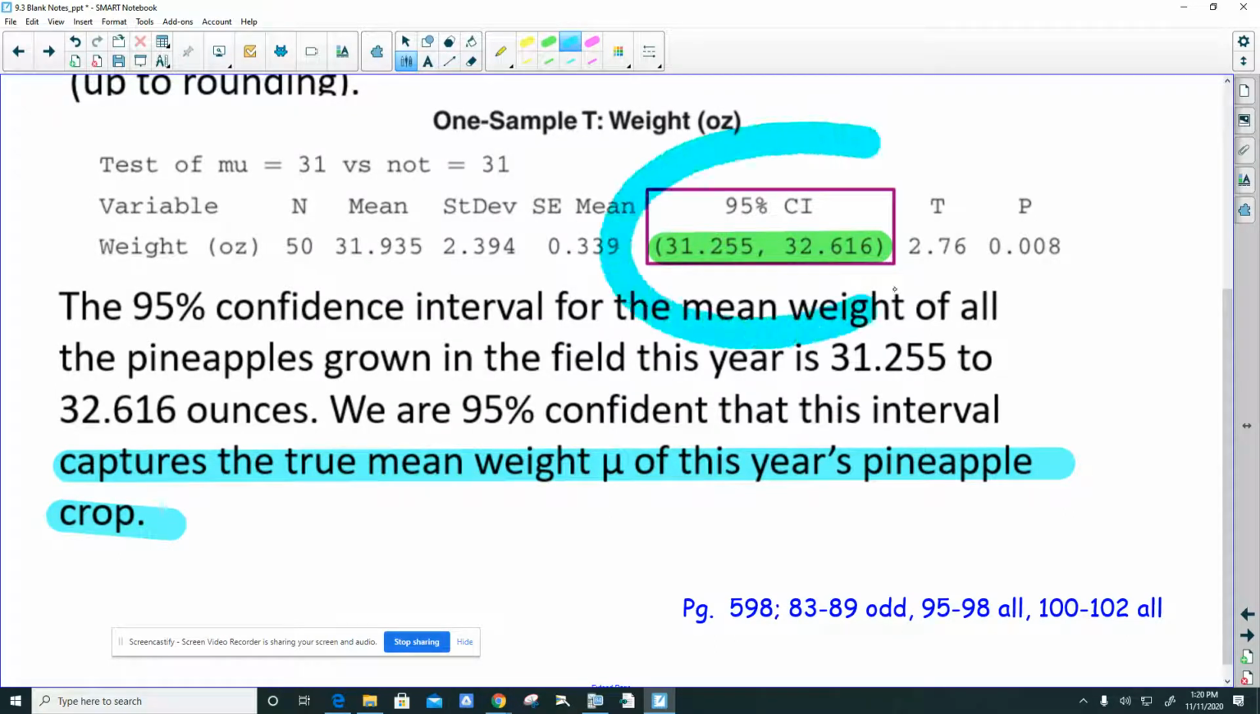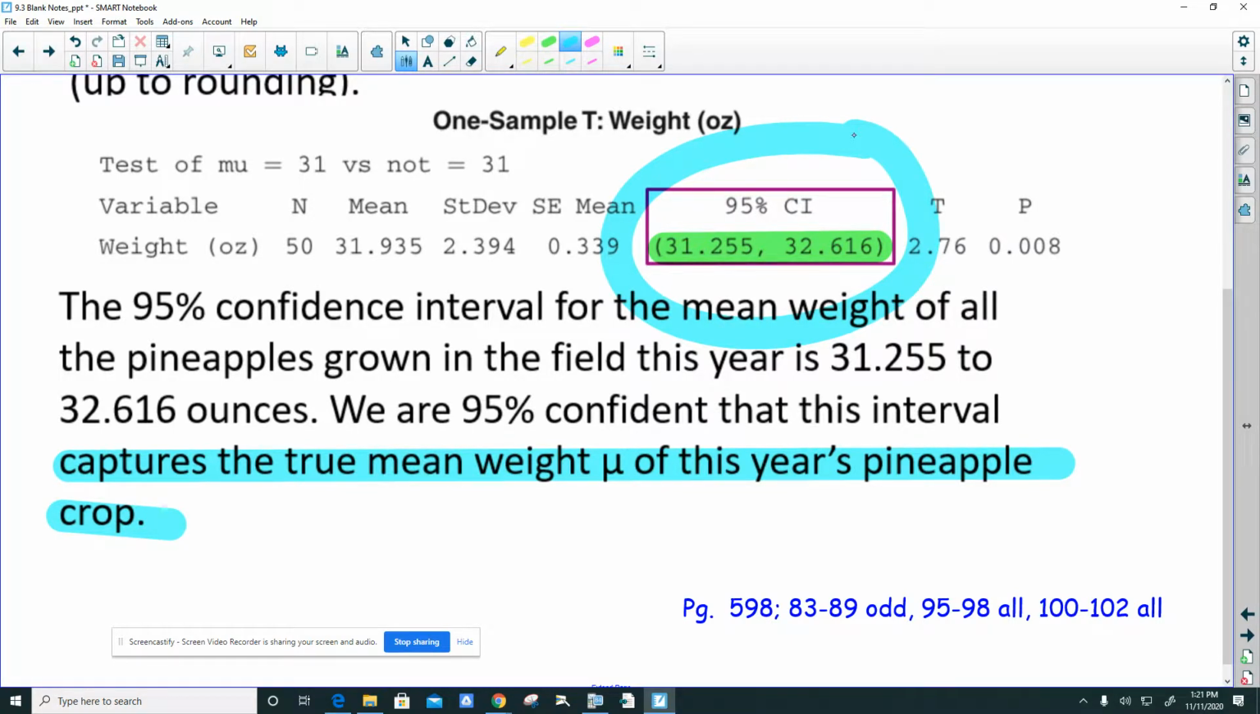You can see that 31 is actually not included in that confidence interval. So our conclusion that we made from our significance test and the confidence interval that we have constructed both feel like they're in agreement with each other. The 31 is not a plausible value, hence we had rejected that null hypothesis from the sig test.